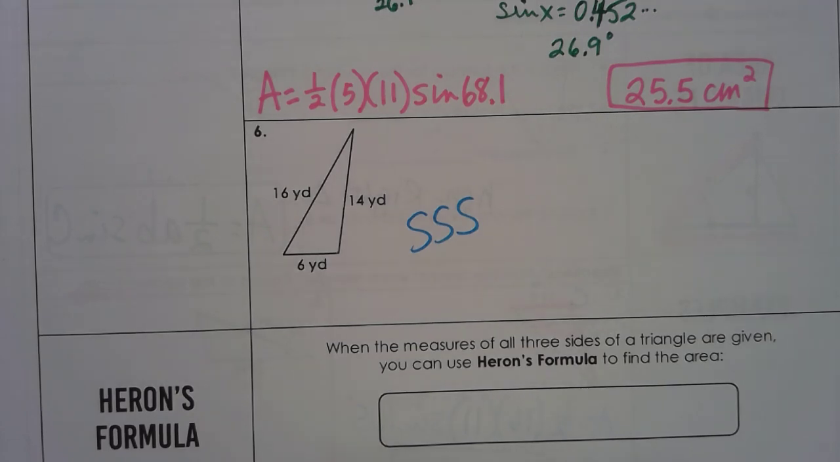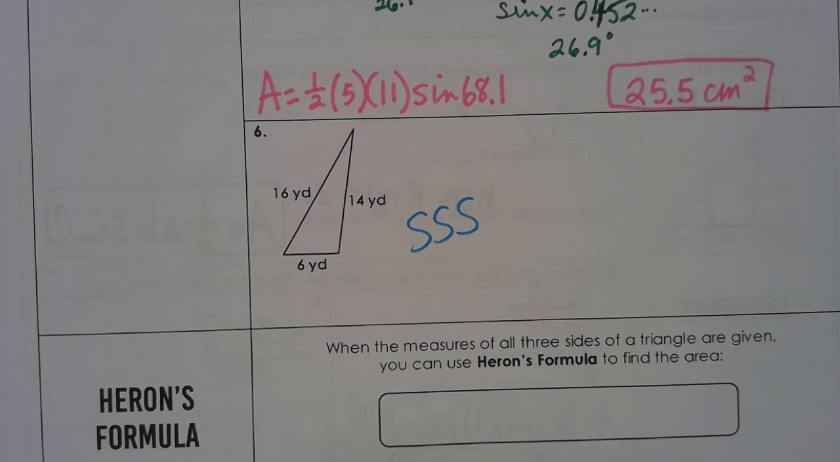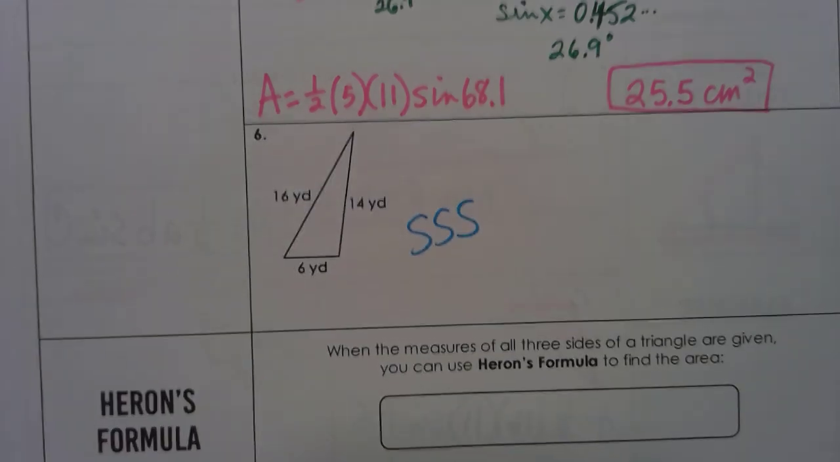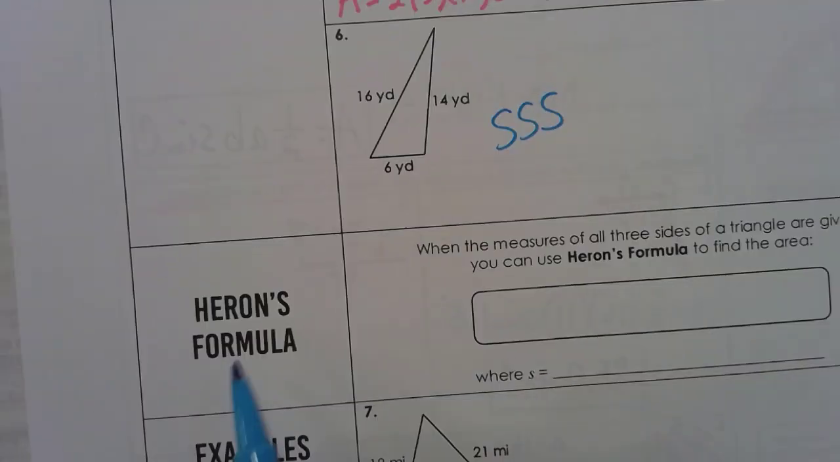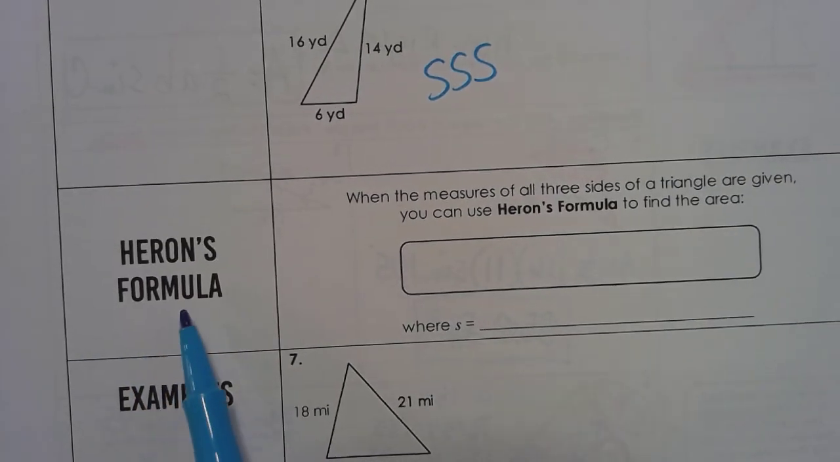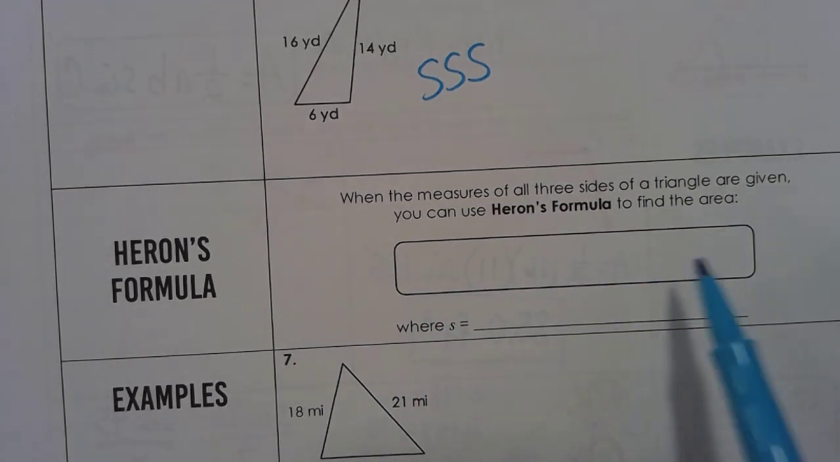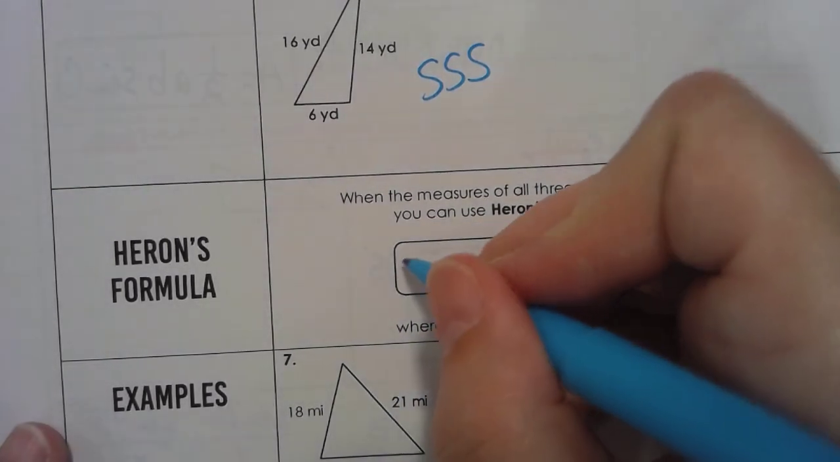Because there is a different formula that we can use to find the area when we have side, side, side. It's called Heron's formula. Heron was a dude from a long time ago. When you have all three sides of the triangle, you can use Heron's formula to find the area.